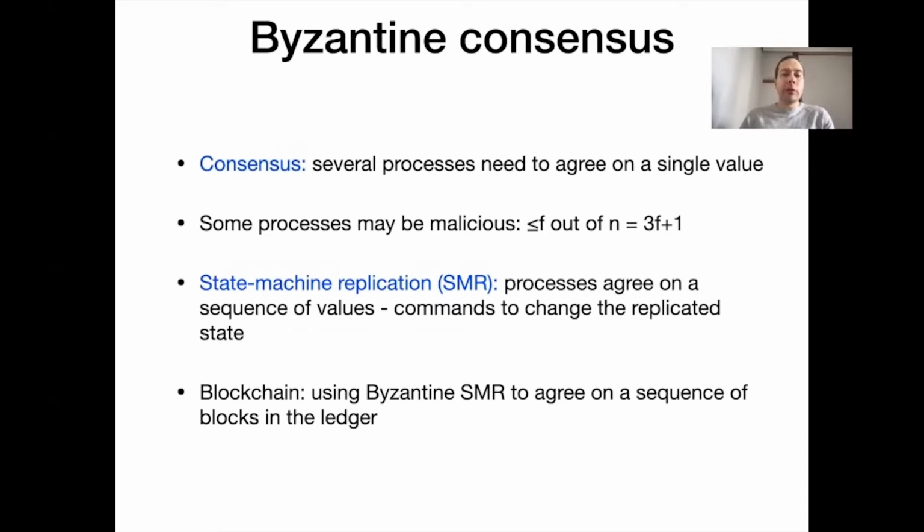When you use consensus in practice, you usually use its generalization called state machine replication, where processes agree on a sequence of values. These values are commands that change the replicated state stored at these processes. And by far, the most famous application of Byzantine state machine replication is blockchain, which uses it to agree on a sequence of blocks in the ledger.